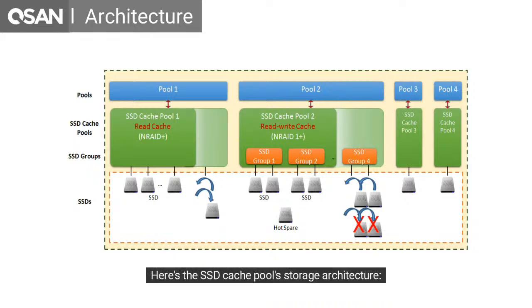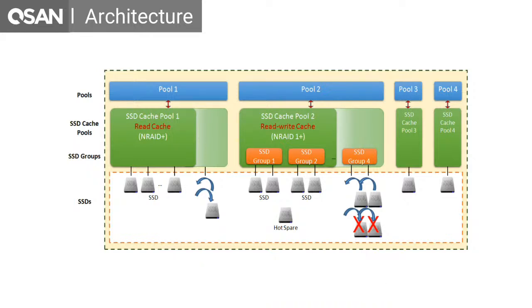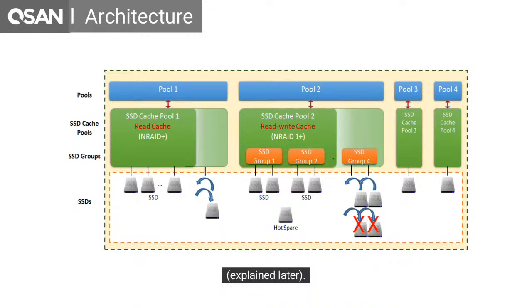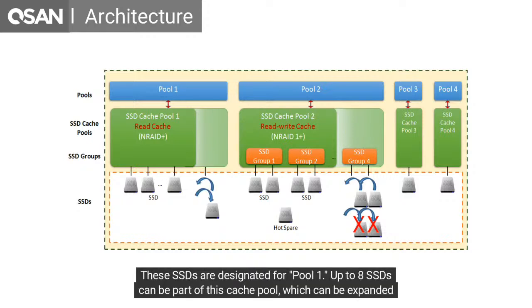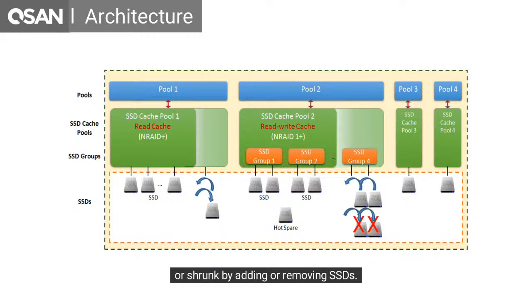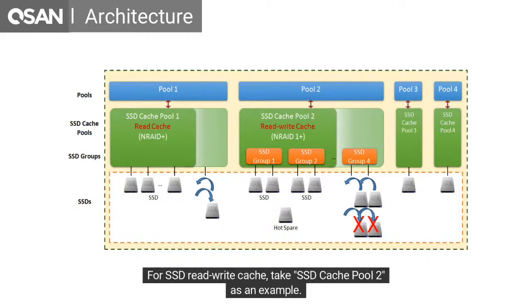Here's the SSD cache pool storage architecture. For SSD read cache, consider SSD cache pool 1. This pool consists of one or more SSDs, using nRAID plus, explained later. These SSDs are designated for pool 1. Up to 8 SSDs can be part of this cache pool, which can be expanded or shrunk by adding or removing SSDs.